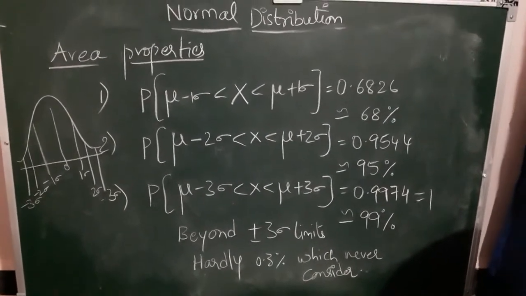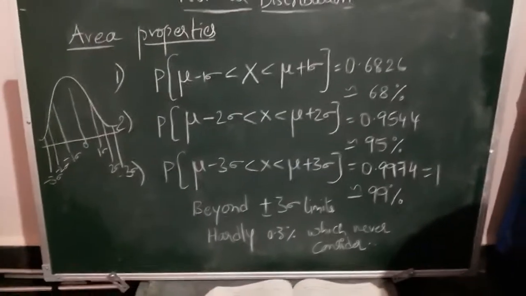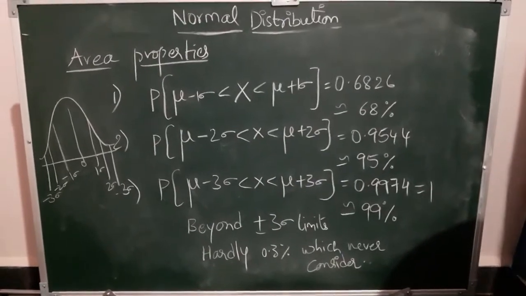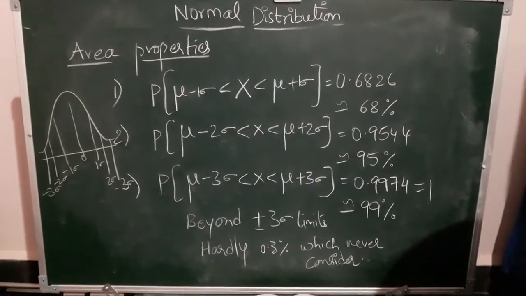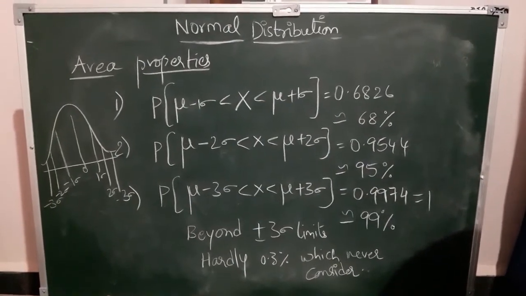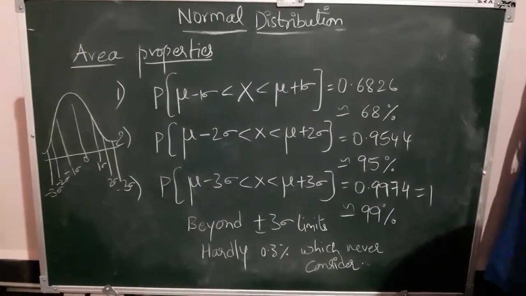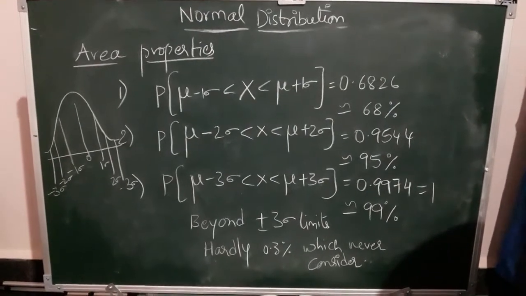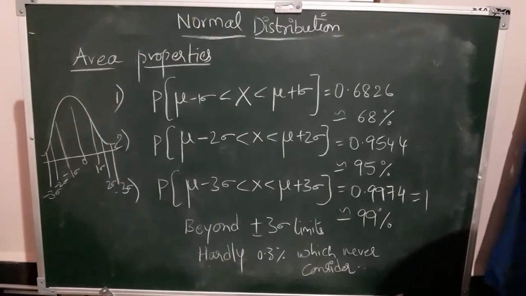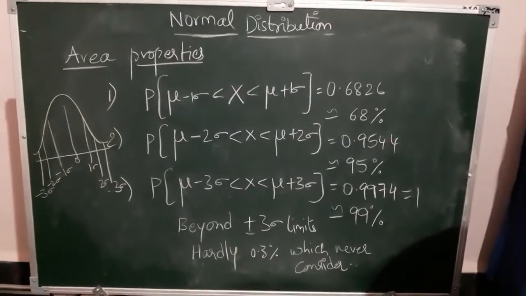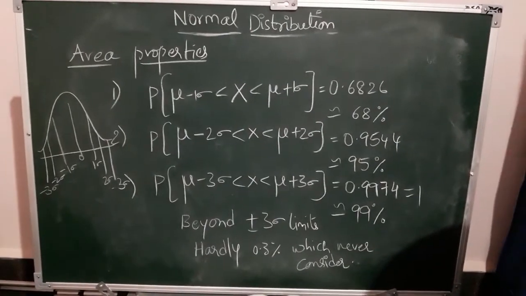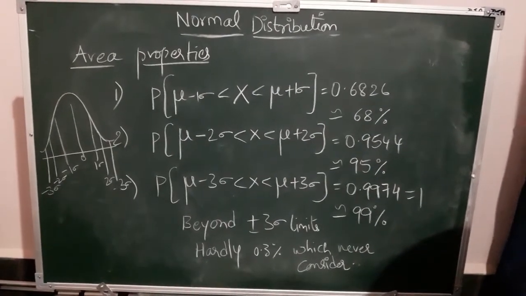Totally, how many properties have I given? Property number 1, it is a bell-shaped curve. The probability curve of a normal distribution is a bell-shaped curve. Property number 2, the normal curve is symmetrical about the mean. Here, symmetrical means the mean, median, mode coincide at mu. And at the same time, because it is symmetrical, what is the value of beta 1? 0.